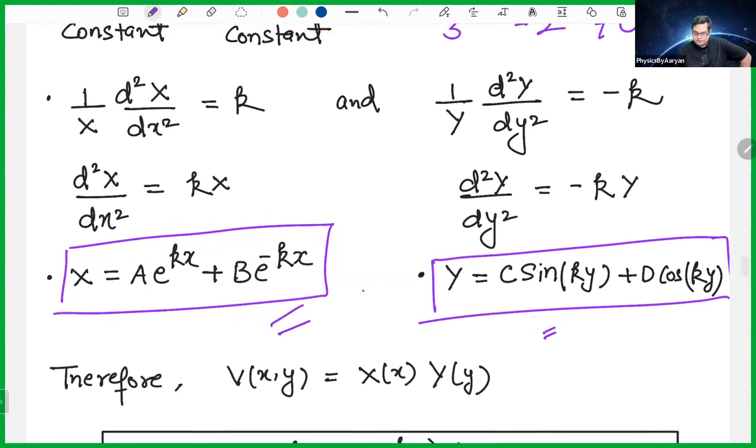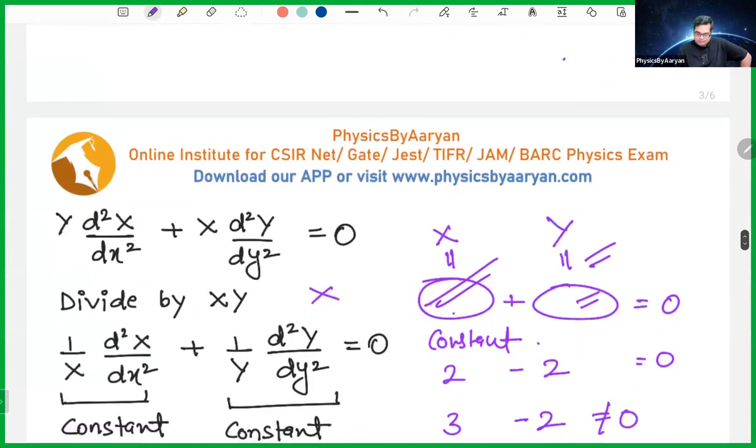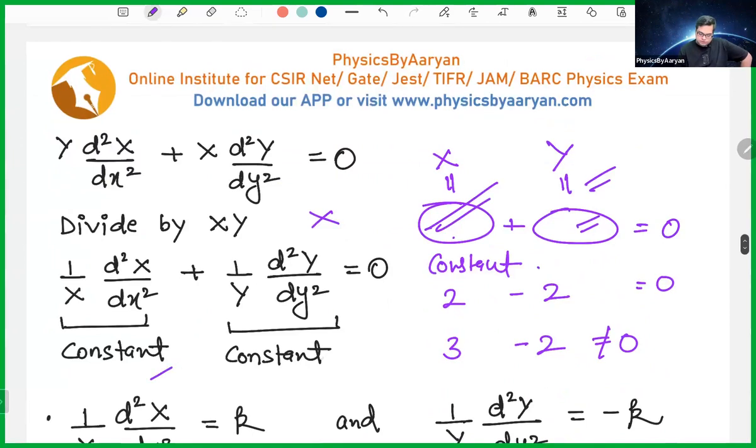So the first step that I did is, when the potential is a multiplication of two functions x and y, then I decoupled the equation and said, okay, this equation is constant, this is a constant.